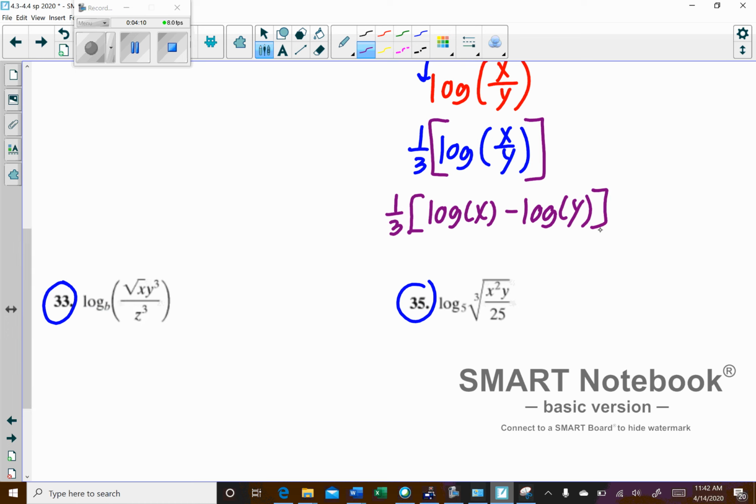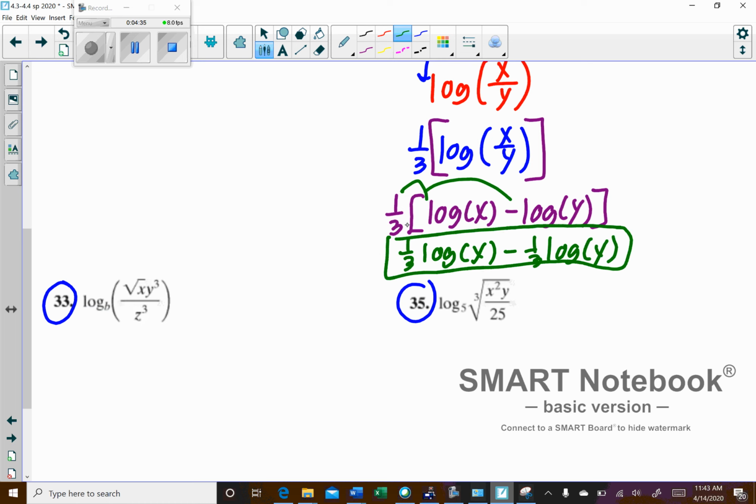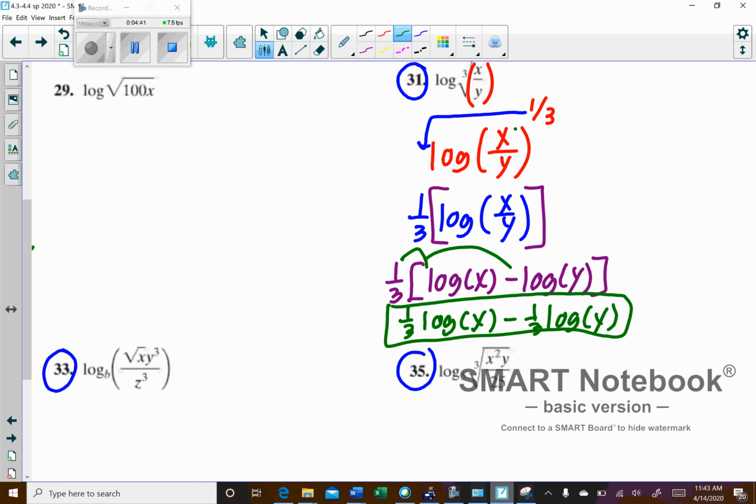Now, when we expand these, you want them to go as long as possible. So we're going to distribute that 1/3, and that will cause the expression to be stretched out even longer. So now I have 1/3 log of x minus 1/3 log of y. And there you go, that's your answer. You could have gotten the same answer, like I said back up here, if you would have distributed the 1/3 to both the x and the y, then did the quotient rule and then moved the 1/3 to the front. It would have been the same result.